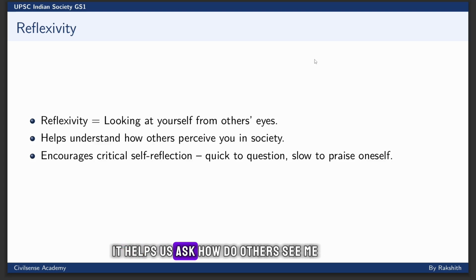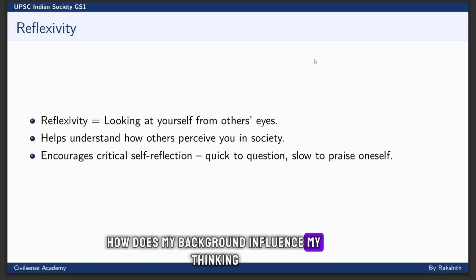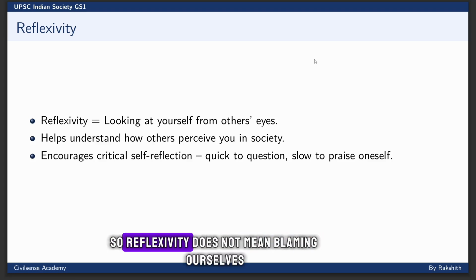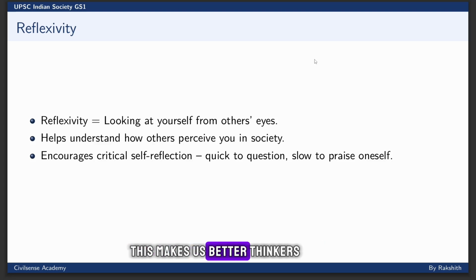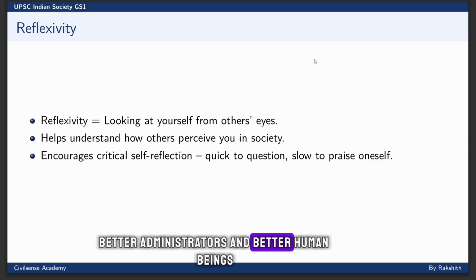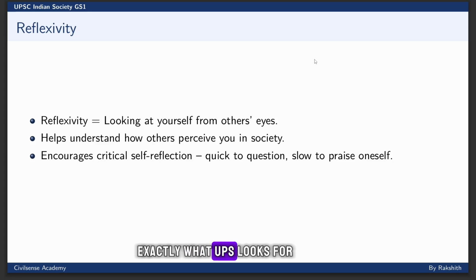It helps us ask, how do others see me? How does my background influence my thinking? And why do I believe certain things so strongly? So reflexivity does not mean blaming ourselves. It means questioning our assumptions. This makes us better thinkers, better administrators, and better human beings, exactly what UPSC looks for.